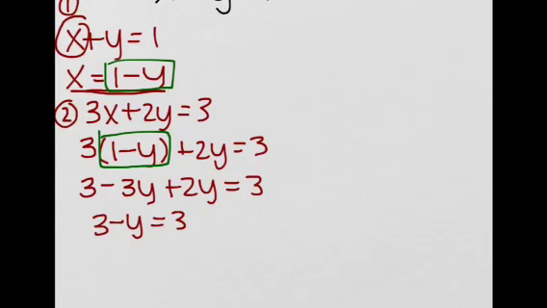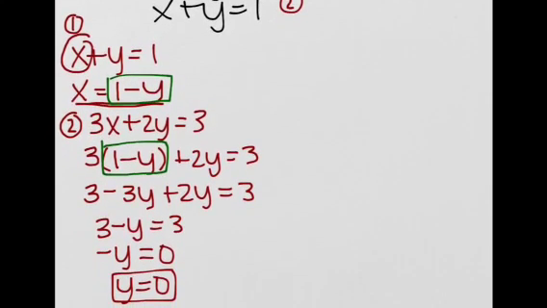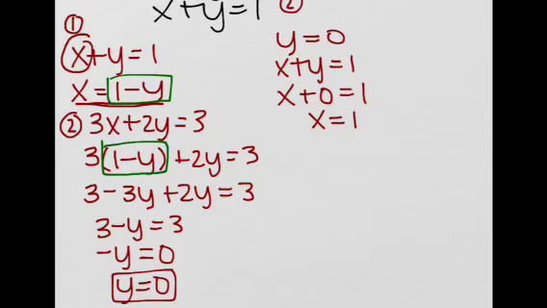I'm going to subtract 3 from both sides. So I have negative y is equal to 0, or y is equal to 0. Now that I have y is equal to 0, I can go back to the other equation. So now I have x plus y is equal to 1. And I know that y is equal to 0. So that means x is equal to 1.